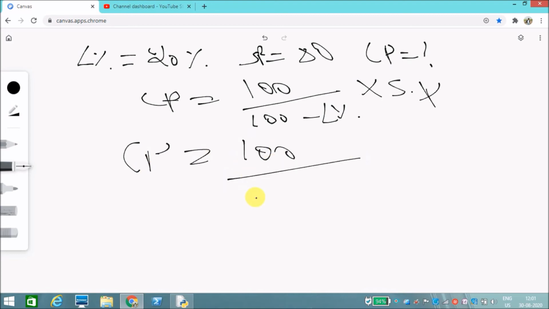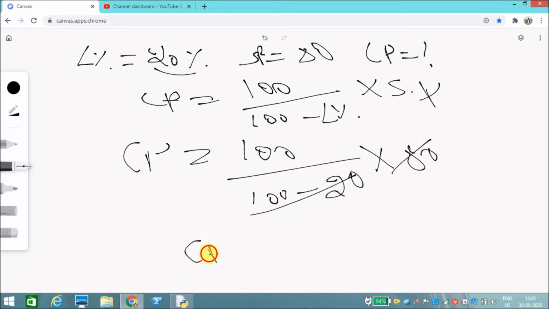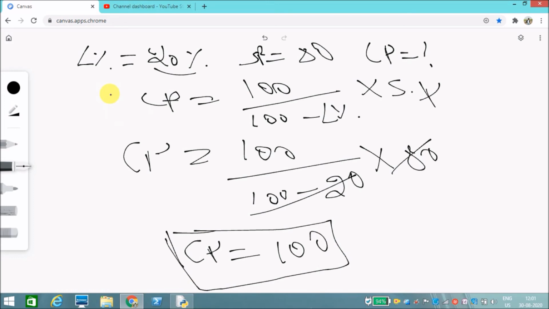100 by 100 minus, what is the loss percentage? 20 into, what is the selling price? 80. Okay, 80 cancel, so cost price is equal to 100. Like this we can find the cost price when they give loss.